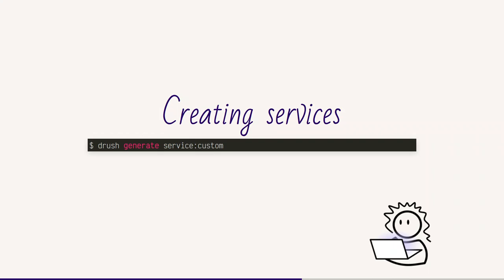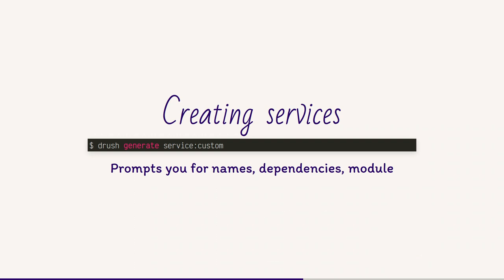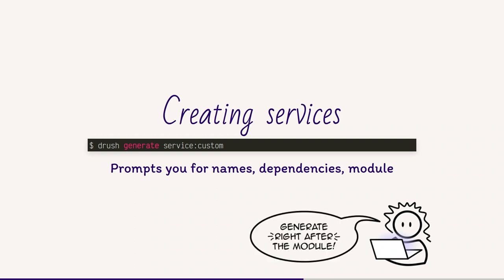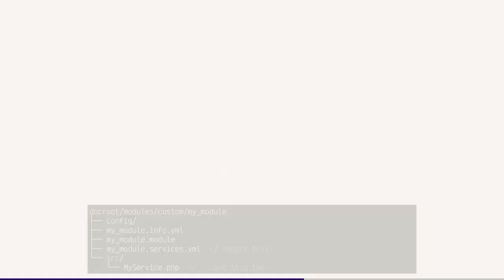It will work for any module that you want. And if the module doesn't exist, you can have Drush make the module too. It will prompt you for the names, the dependencies, and the module name that you want the service to be defined in. Typically, I like defining a module-level service right after I generate the module itself. If I ask myself, is this module going to be anything more than a few hooks? If it is, I make a module service. I don't care. I'm not going to argue it. Even if that module service has one method in it, I don't care. Usually, it saves my butt as a project goes on and features are added.